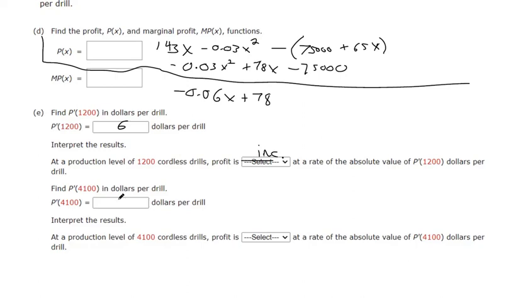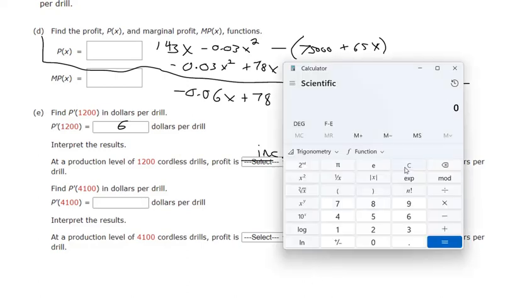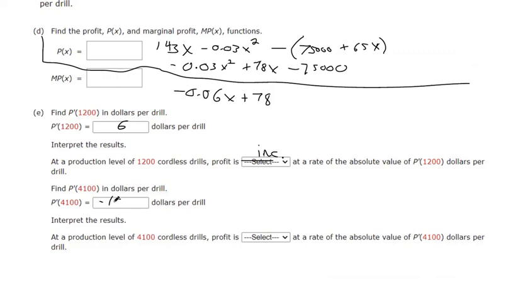Okay. And then if we plug in 4,100, you can probably guess this is going to be negative, right? So that's negative plus 78. So I got negative 168. So that means the profit is decreasing.